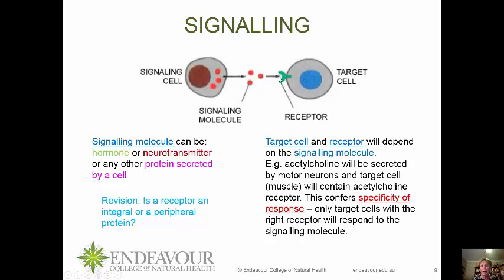So an example there is acetylcholine, which is a neurotransmitter. It's secreted from a motor neuron cell. So this would be a neuron here, for example. It would be a neuron cell.